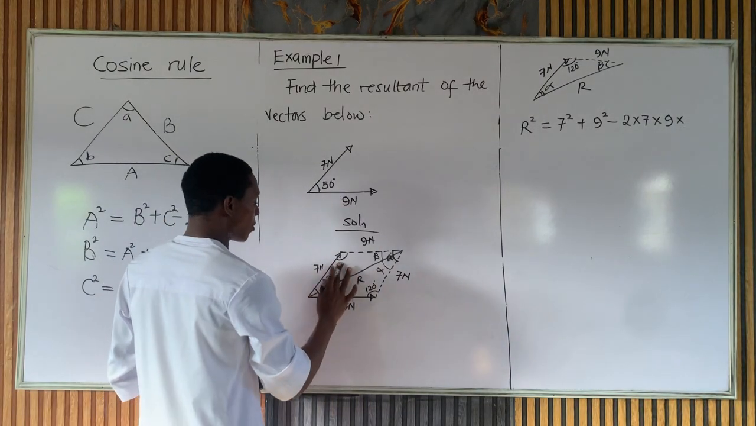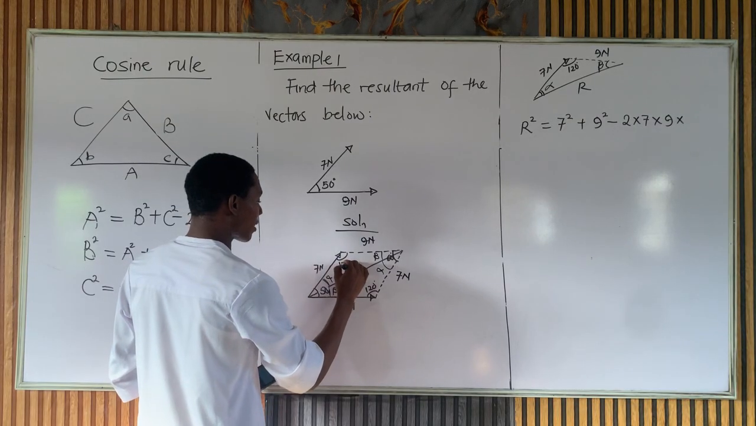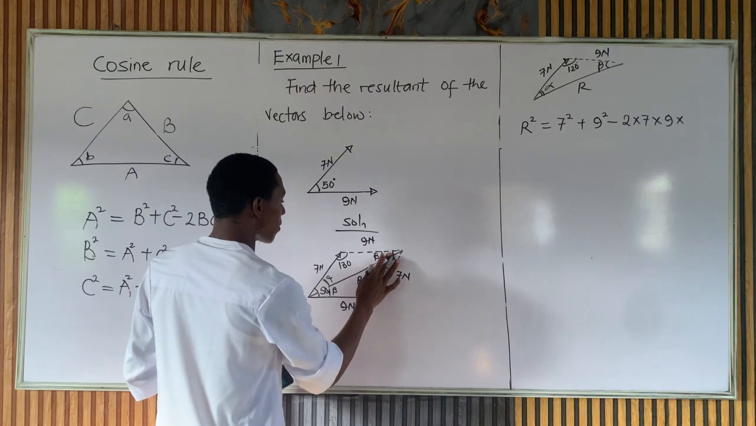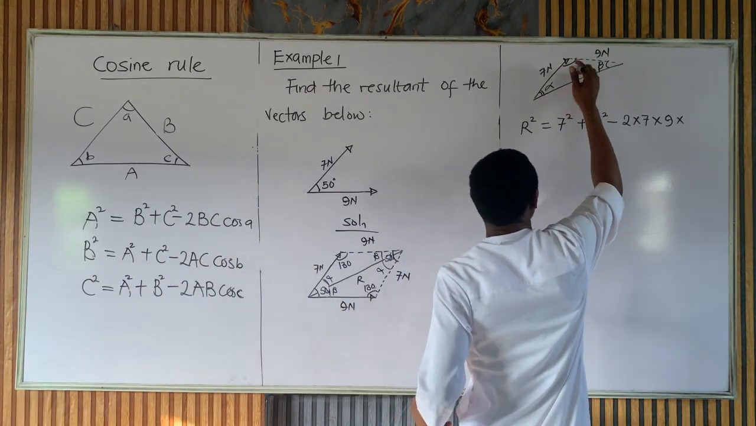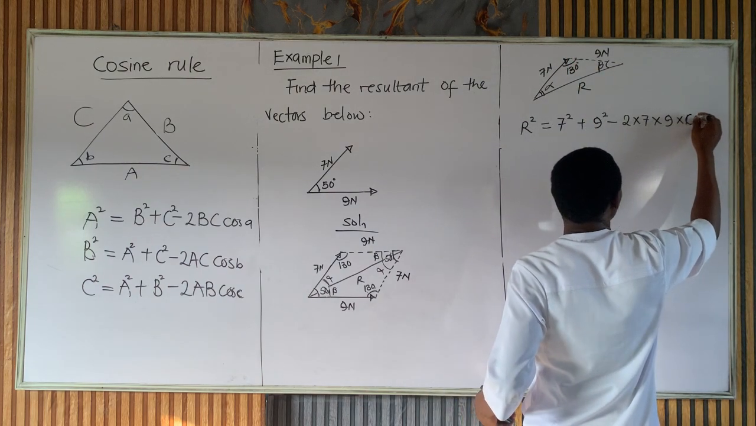Sorry, in the question, this is 50, not 60, please mind you. So this is 130, and this is 50. That's a mistake. So this is 130, please. And so times cos 130.